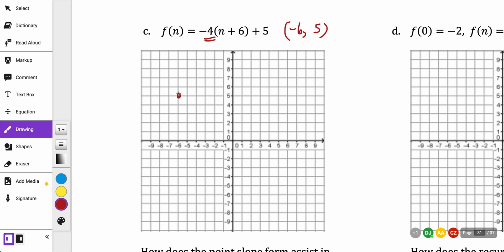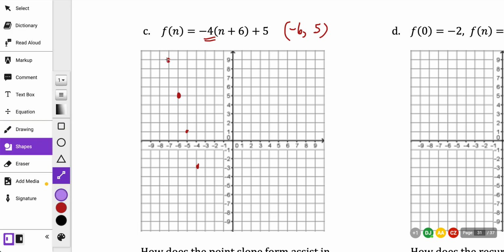So from the point that's on the graph, we're going to use our slope of going down 4: 1, 2, 3, 4 over 1. I can't count. 1, 2, 3, 4 over 1. I think I got that. You could also go up 1, 2, 3, 4 over 1 as well. So here we would go ahead and graph our line like that.